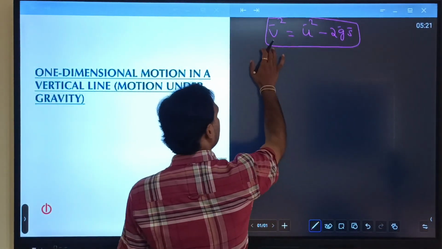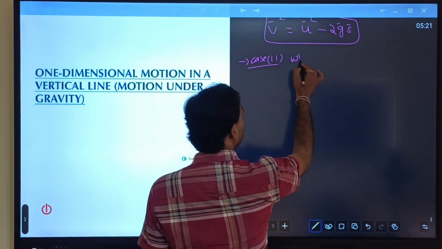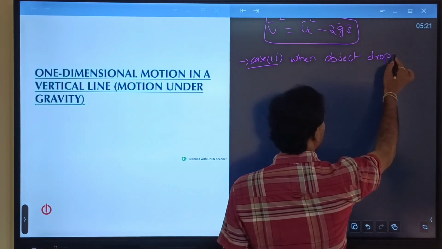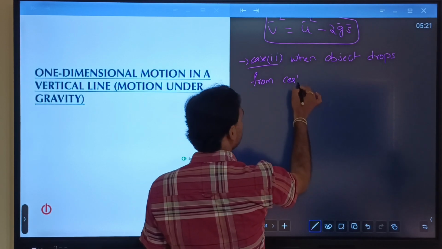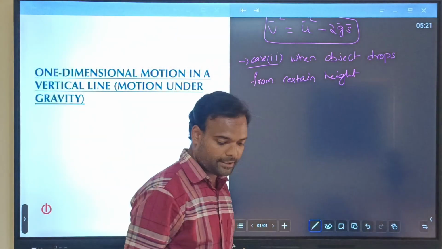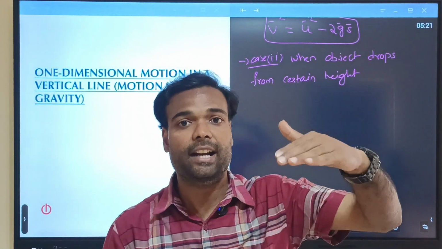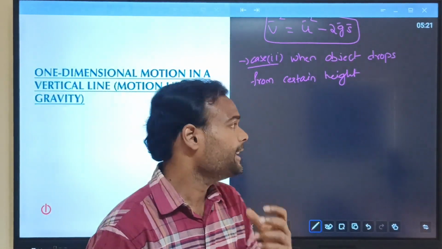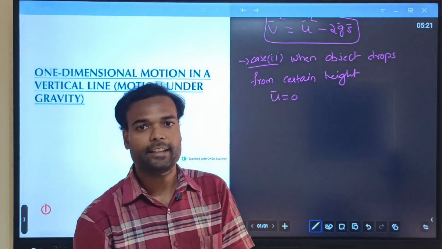And the next point is case 2, when the object drops from a certain height. And remember, in the question, if they say the object is dropping, or starts from rest, if these are the words, then you must remember the u value remains 0. In such a case, the u value remains 0, right?